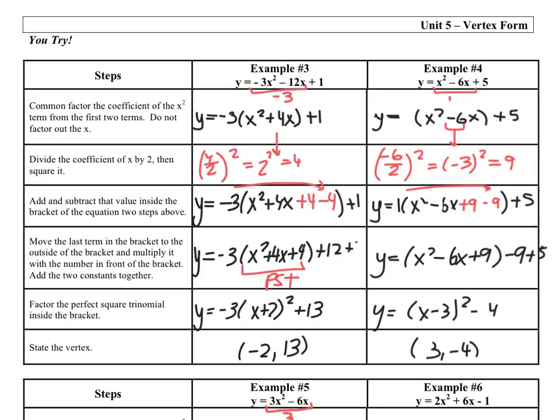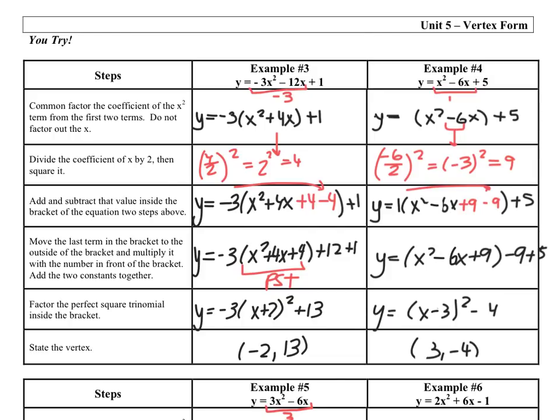Okay, so your magic number, when you divide by 2 and square it, should have been 9, so that's what I'm adding and subtracting. I put that imaginary invisible 1 for my coefficient just to show that when I distributed into that negative 9 at the end, it doesn't affect anything. So technically you could have just taken it out of the bracket if you wanted to. When I factored the perfect square trinomial, it gave me x minus 3 squared. When I collected my like terms, I got negative 4 over here, so that my vertex was 3, negative 4.